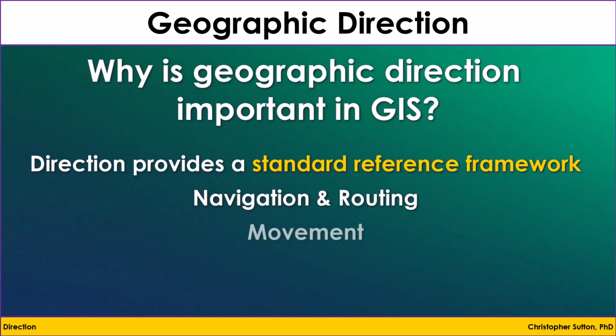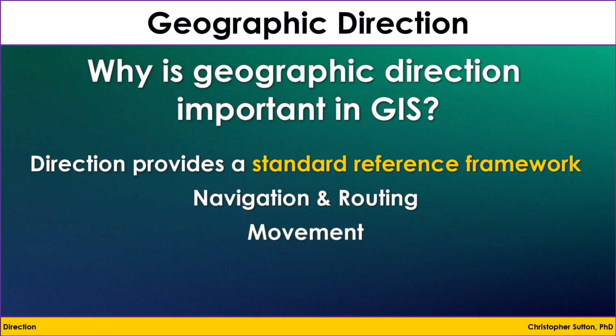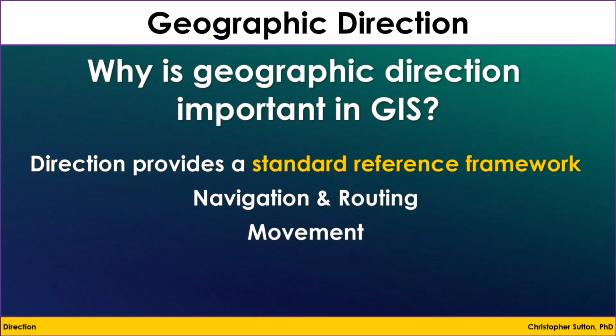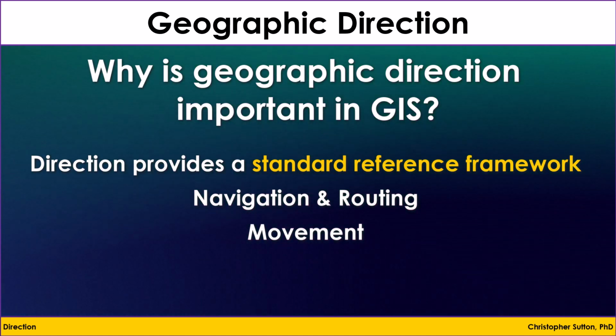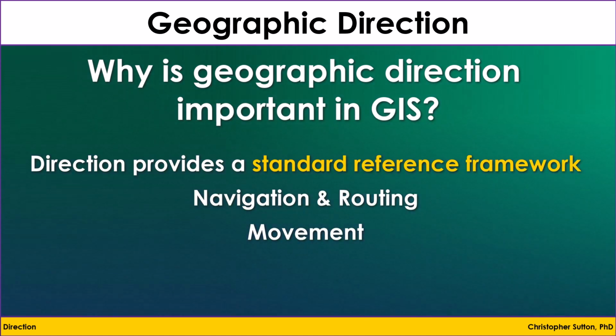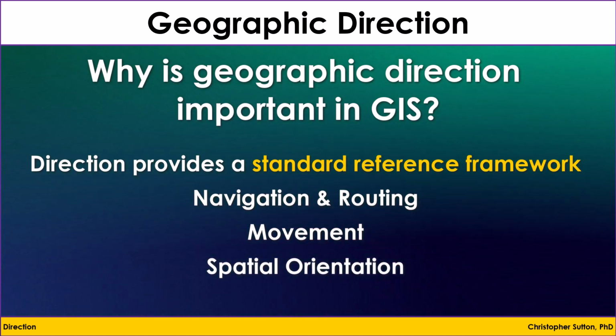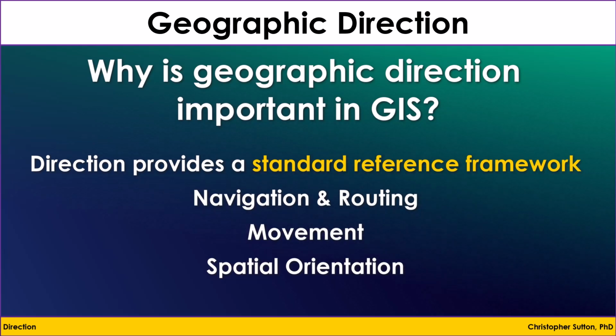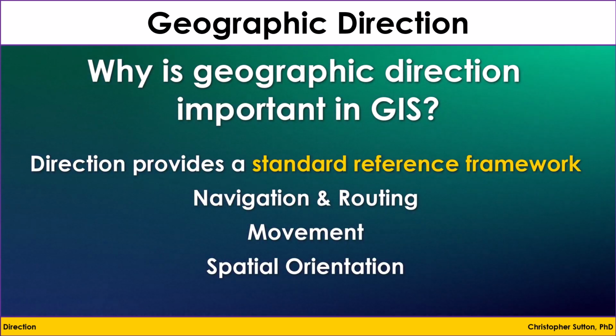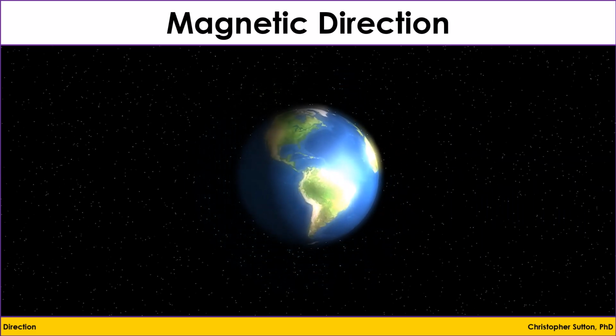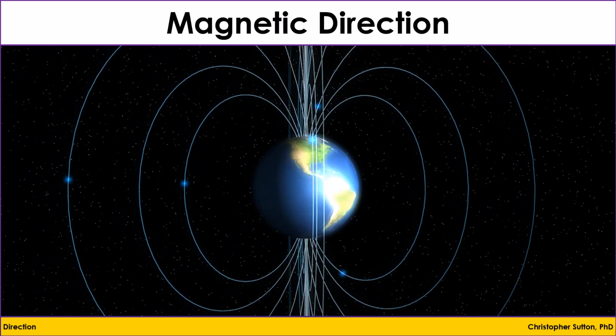With respect to movement, direction supports studies of migratory patterns, ocean currents, and wind flows by identifying the directional paths of movement. And with respect to spatial orientation, direction facilitates the proper alignment of geographic features when combining data sets from different sources. Magnetic direction is defined by Earth's magnetic field.